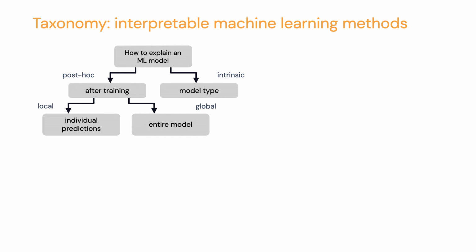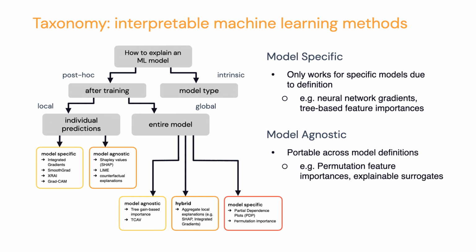Model-specific or agnostic. Model-specific here refers to the interpretability method being restricted to usage on specific ML models due to their definition. Examples here include interpretability methods that rely upon some intrinsic part of a model's learning method, such as neural network gradients or tree mutual information grained feature importances.